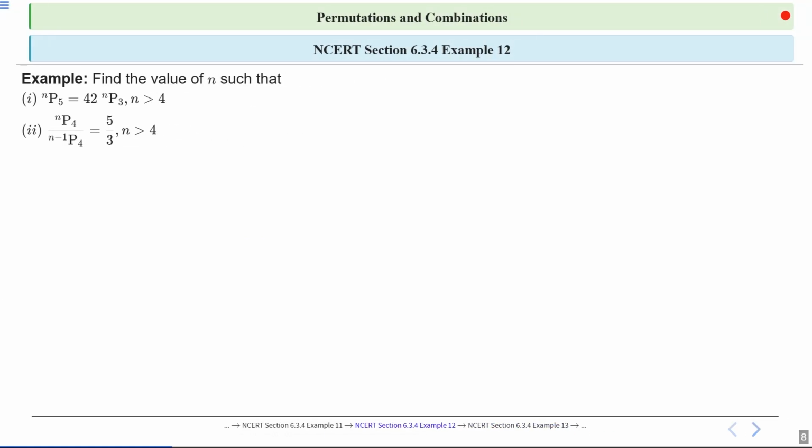In this example, we have to find the value of n such that nP5 is equal to 42 into nP3, where n is greater than 4. And in the second part, we have nP4 upon (n minus 1)P4 is equal to 5 by 3, when n is greater than 4. So let's find the values of n here.